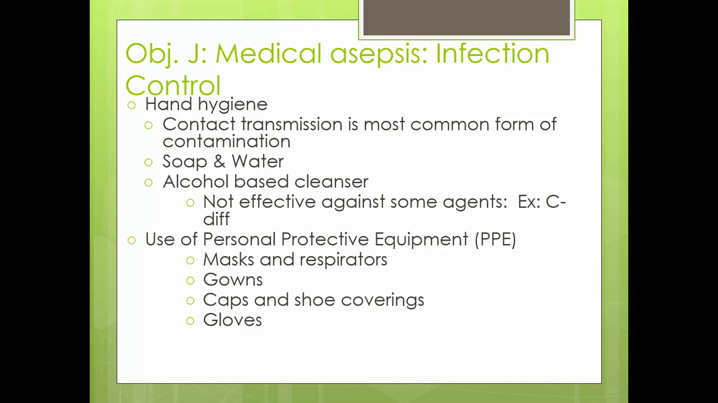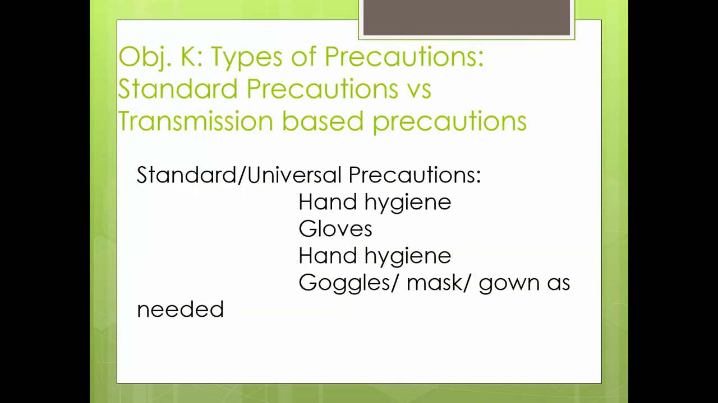Personal protective equipment, or PPE, is used when we need extra protection based on how the illness or disease is spread. So for example, influenza is spread by droplets, so we need a mask when caring for these patients, and that's to protect us from catching their influenza.